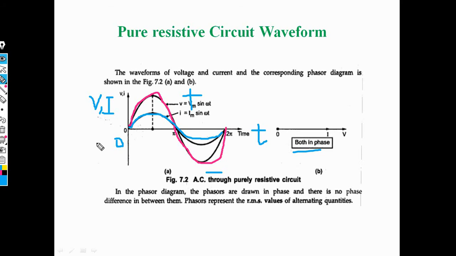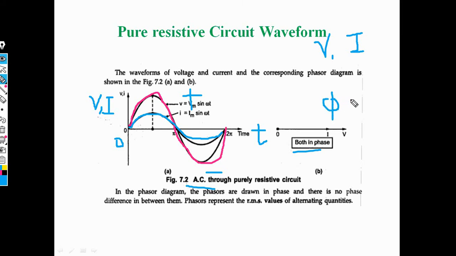This is the pure resistive circuit waveform with respect to voltage and current. The voltage is V is equal to Vm sin omega t and I is equal to Im sin omega t. This is the purely resistive circuit when AC voltage is applied. In the voltage phasor and current phasor there is no phase difference between them.